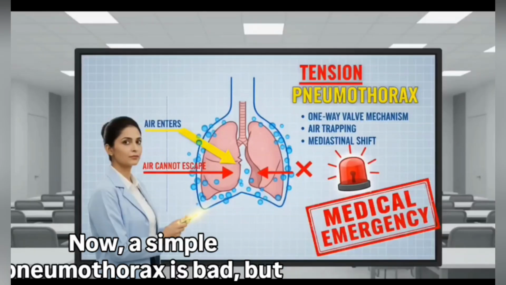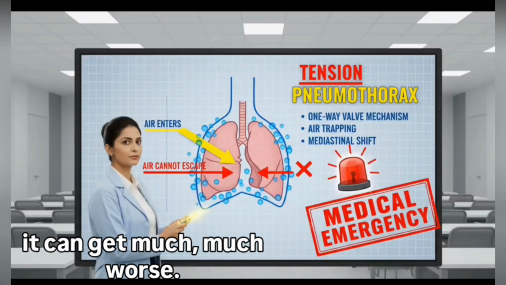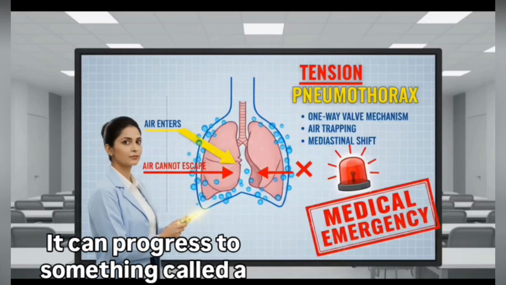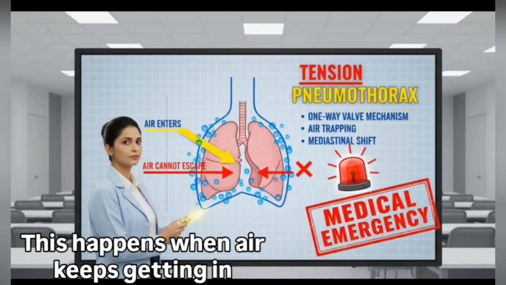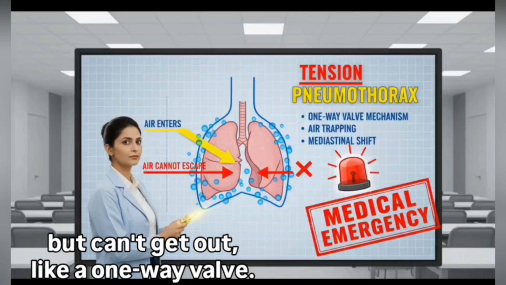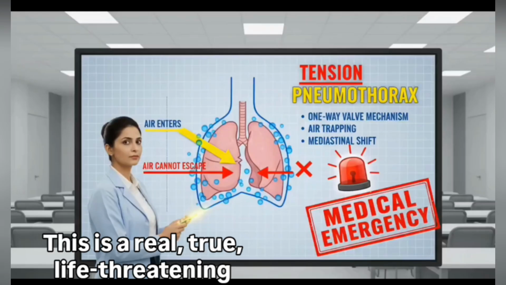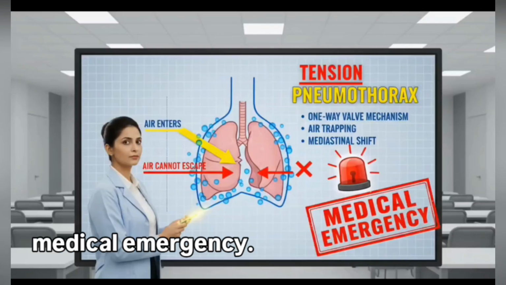Now, a simple pneumothorax is bad, but it can get much, much worse. It can progress to something called a tension pneumothorax. This happens when air keeps getting in but can't get out, like a one-way valve. This is a real, true, life-threatening medical emergency.